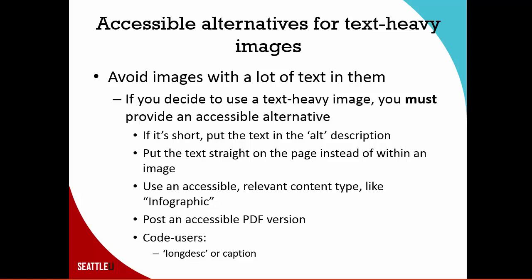Here are some examples. If the text is short, you can put the text in the image's alt description. If the text is too long for the alt description, you could just put the text straight onto the page instead of having it contained within an image. You could also consider using an accessible, relevant content type, such as our infographic content type. Or you could post a link to an accessible PDF version of the image.